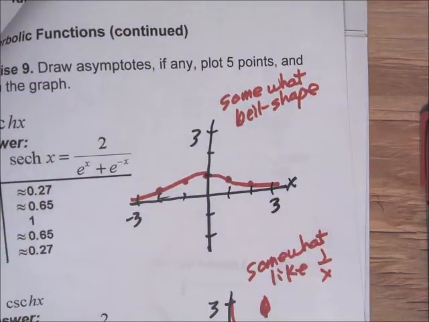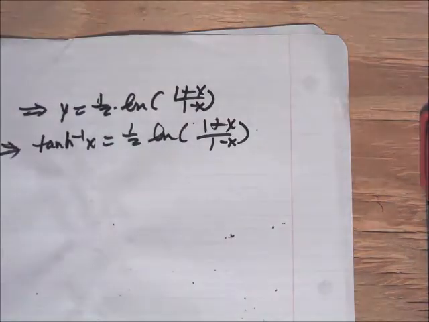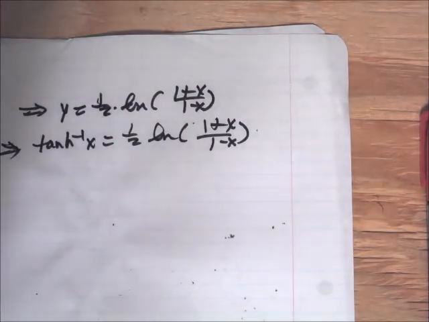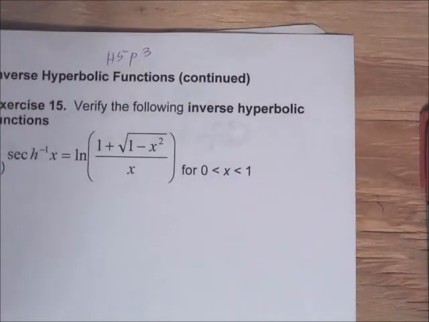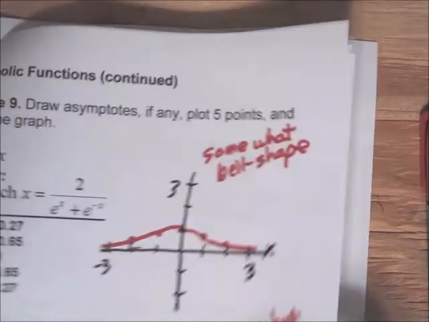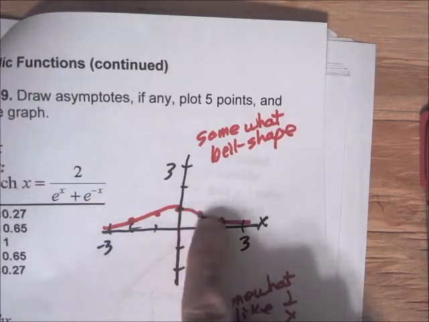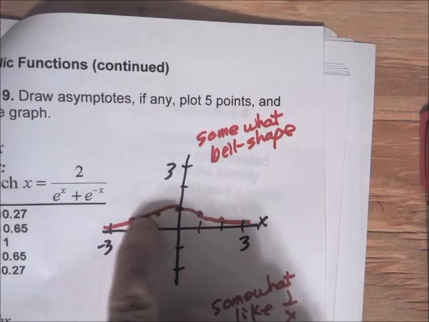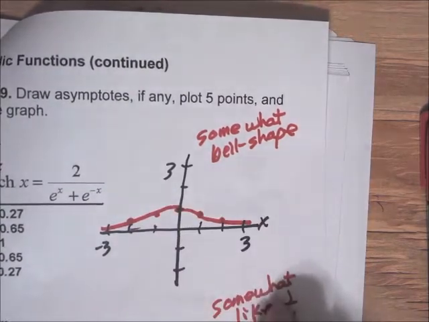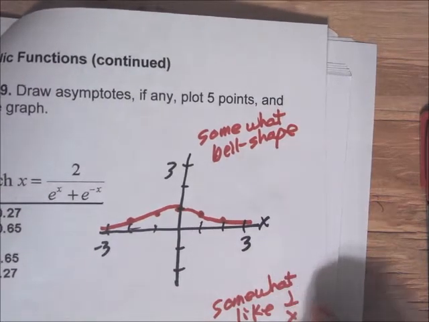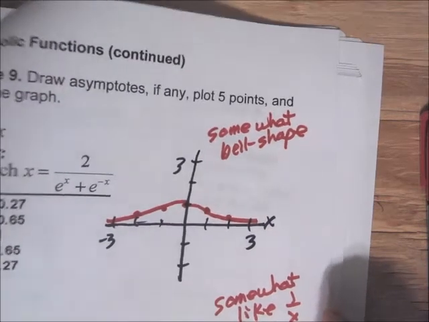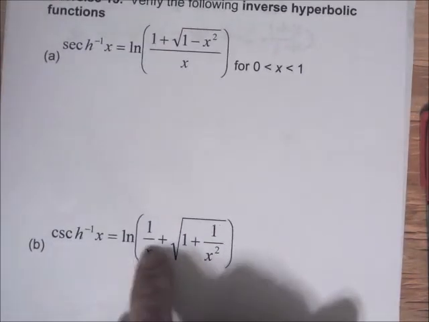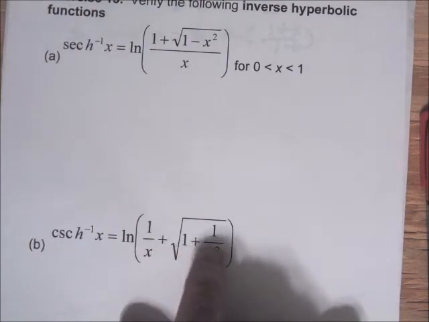For the sech, you have to restrict the domain. So the inverse function of the sech is a similar procedure, but we want to restrict it to the first quadrant. So both x and y will be positive in the first quadrant because it's not 1-to-1 over the entire original domain of the original function. And that's the formula for the sech inverse, the csch, ln of 1 over x plus square root of 1 plus 1 over x squared.